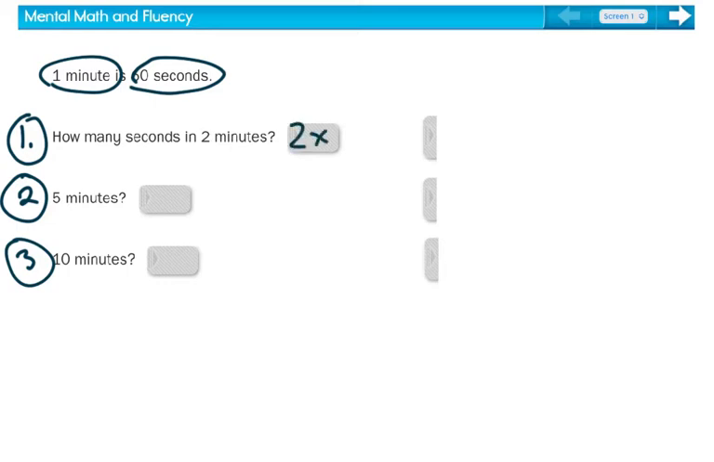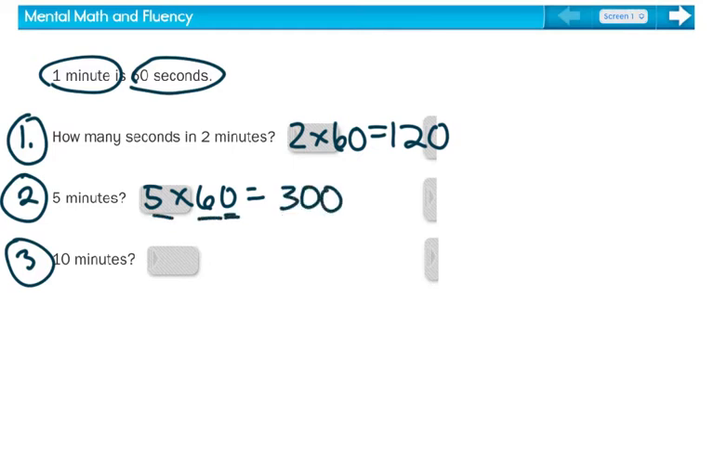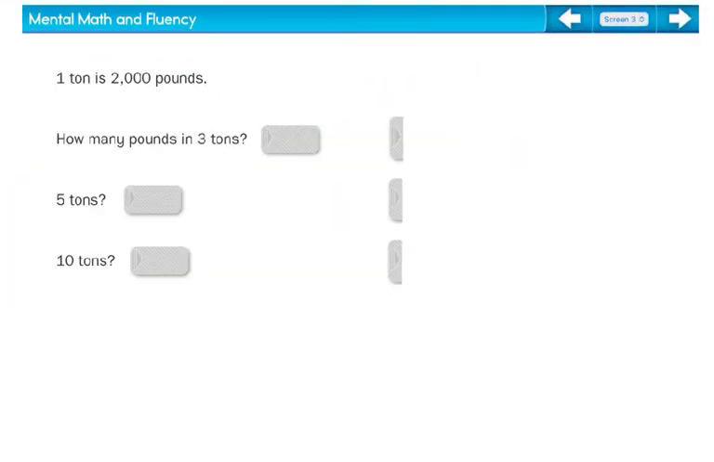So 2 times 60 would be 120. 5 minutes times 60 seconds would be 30. Remember, we still add another 0 on, so 300. And 10 times 60 is 600. Go ahead and erase. Number 1 to 3 again.